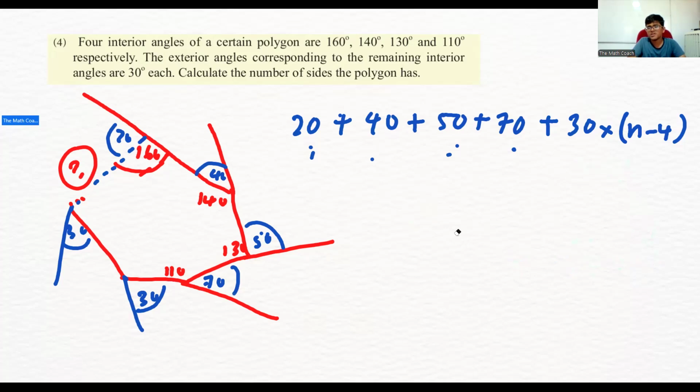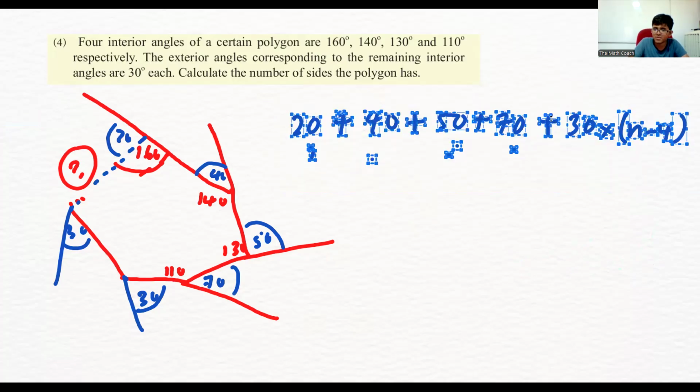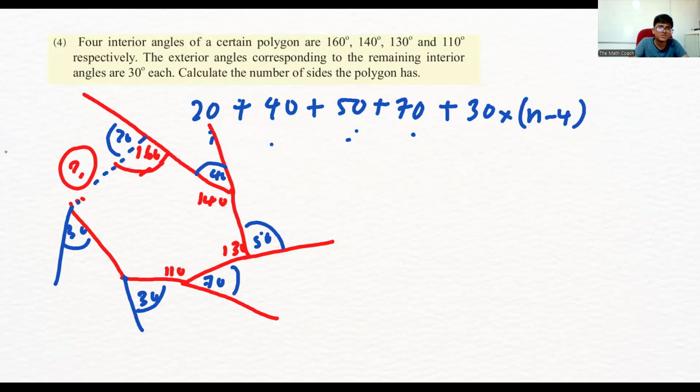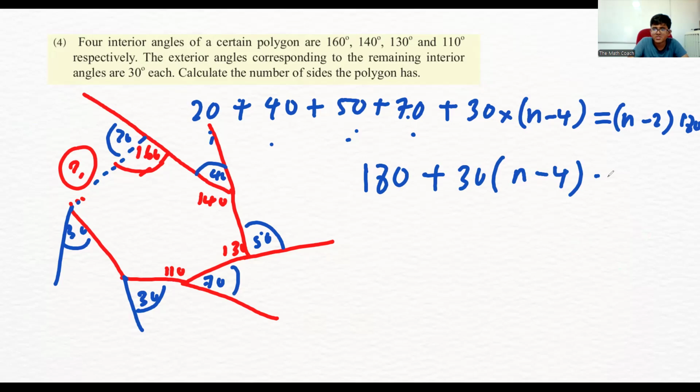This kind of question is a higher IQ question, because some children put in extra variables and get stuck. But we are minimizing the number of variables so we can do it easily. By building this equation, it equals n minus 2 times 180, because this is the total interior angles. Now we can add all of this. 70 plus 50 is 120, 140, 160, 180. So 180 plus 30 times n minus 4 equals 180 times n minus 2.